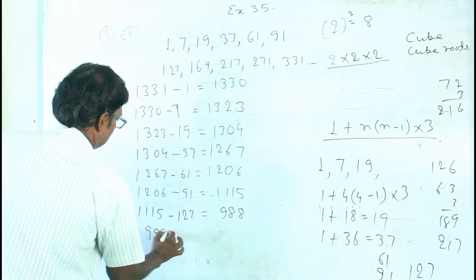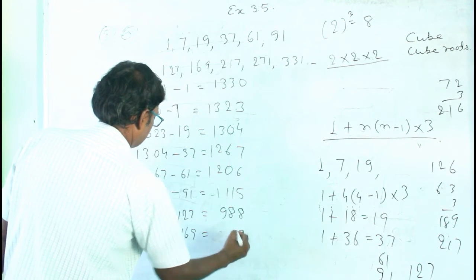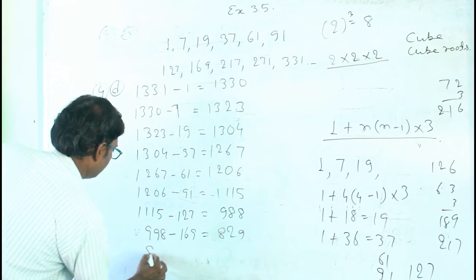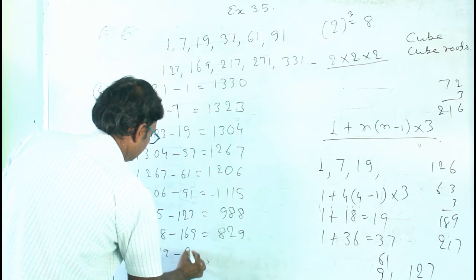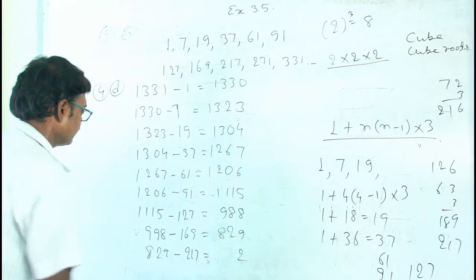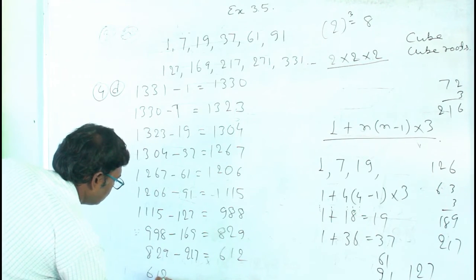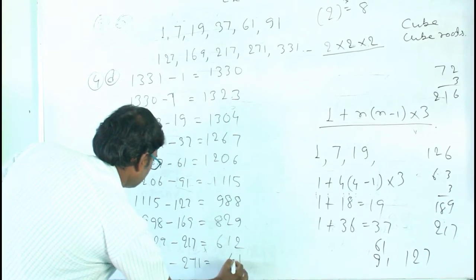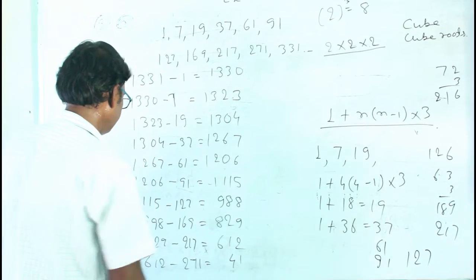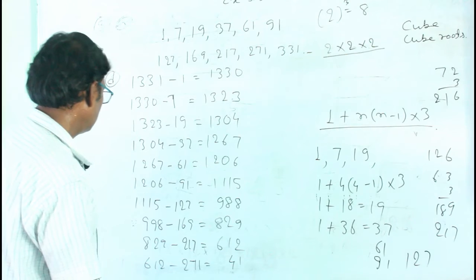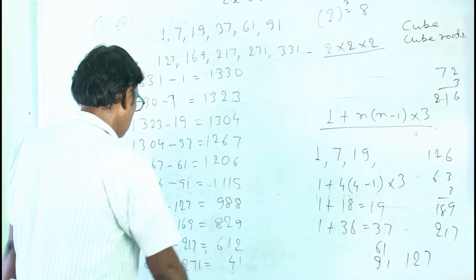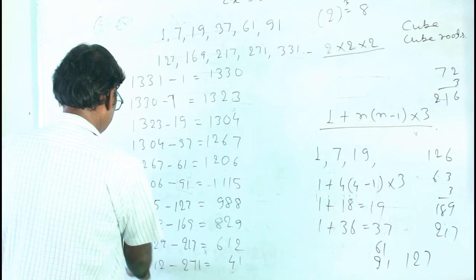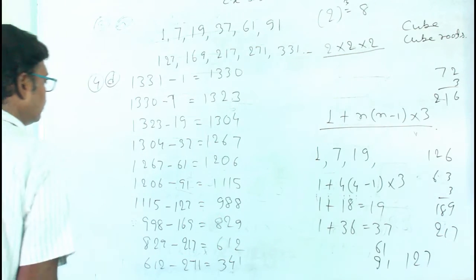Then 988 minus 169 equal to 819, then 819 minus 217 equal to 602, then 612 minus 271, and here it will be 341. Okay, so here it is coming 341.